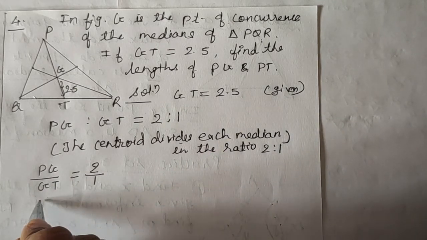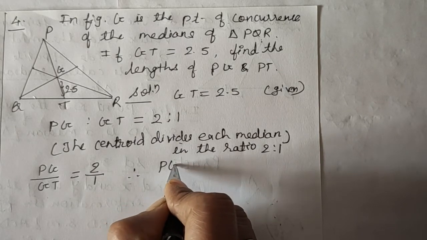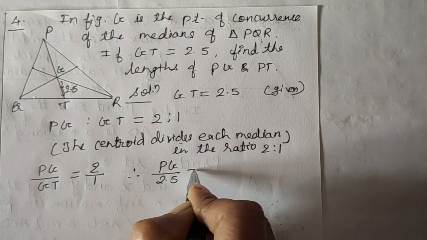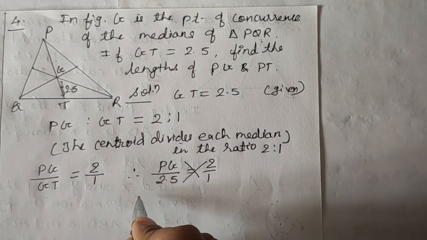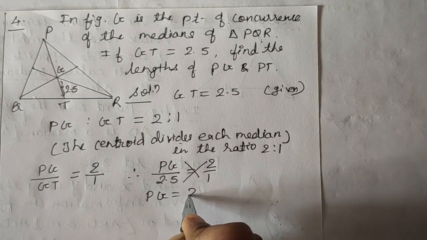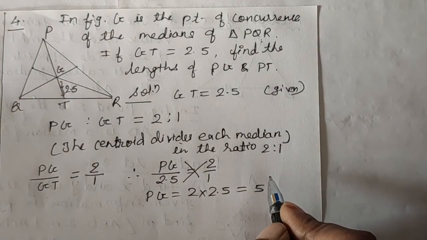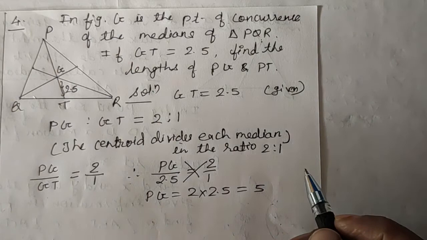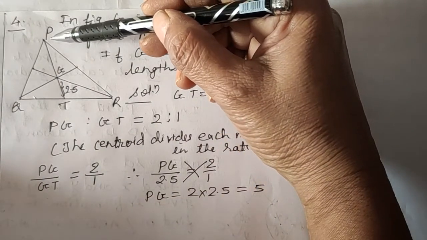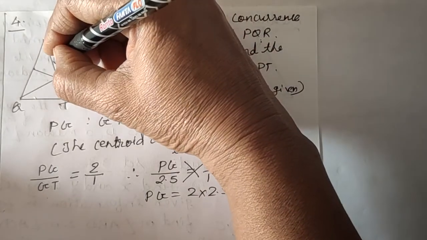Now see, we have the value of GT, so let's put that here. Therefore PG by 2.5 is equal to 2/1. By using cross multiplication, you will get PG is equal to 2 into 2.5, and that is 5. So we have got PG as 5.